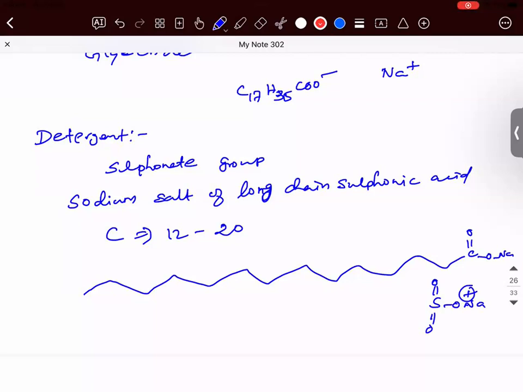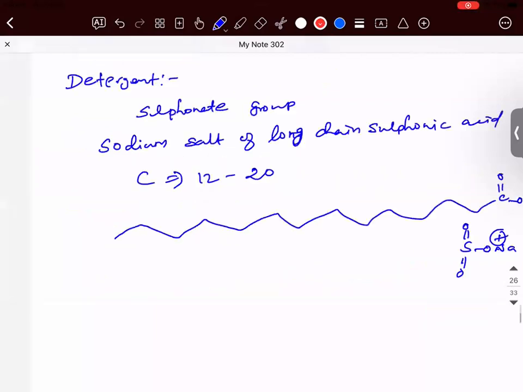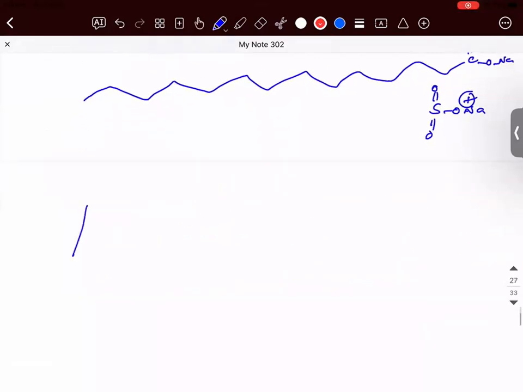Yesterday I was saying the cleansing action of soap, which I showed you. Any fabric which contains some grease, for example, this will be the grease. When you take soap or detergent, it will contain a long chain, with one side a polar group and another side a non-polar group. That blue part is non-polar. That red part is polar.